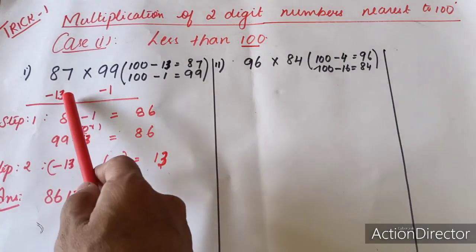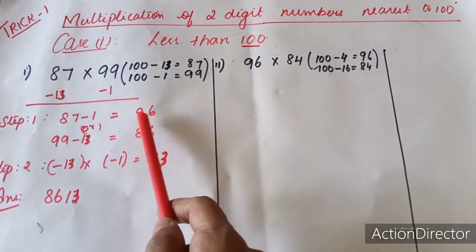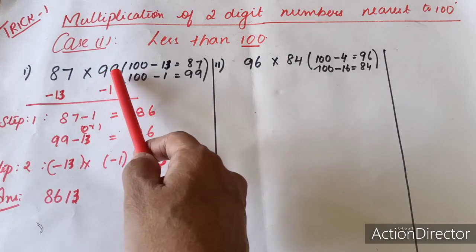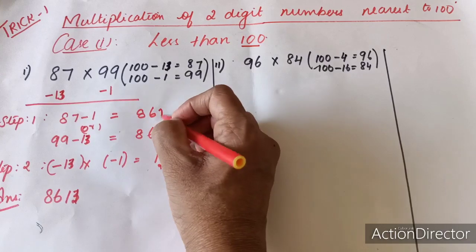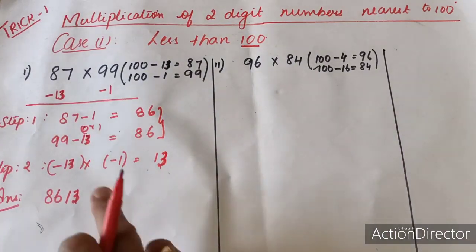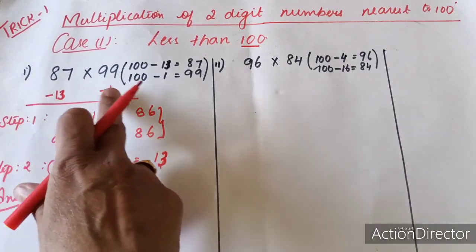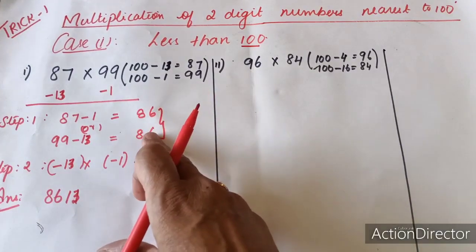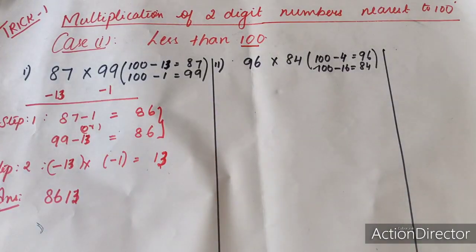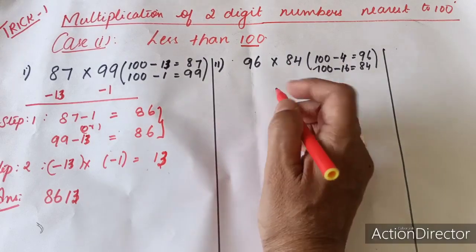So what is step 1? Step 1 is to do the calculation 87 minus 1, which is equal to 86, or else you can also do 99 minus 13, which is also equal to 86. Among these two you can do any one operation. Step 2 is to multiply these two differences, that is minus 13 into minus 1, which is equal to 13. Now my answer is: first you write 86, next you write 13. Hope you found it interesting. Is it not an easy multiplication? Okay, let us proceed to the next sum.